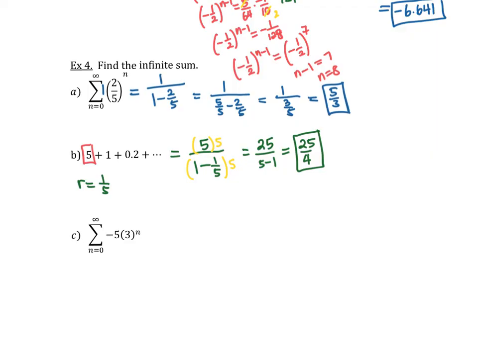Okay, last one. C is an infinite sum. It's going from 0 to infinity. This looks like a geometric series. It has a1 times r to the n. So I want to find the sum of it. Now there's a problem with this one. If I look at this one, the r was 1/5. If I look at this one, the r was 2/5. If I look at this one right here, r is 3. But the absolute value of r has to be less than 1. So this is going to be undefined because the absolute value of r is not less than 1.